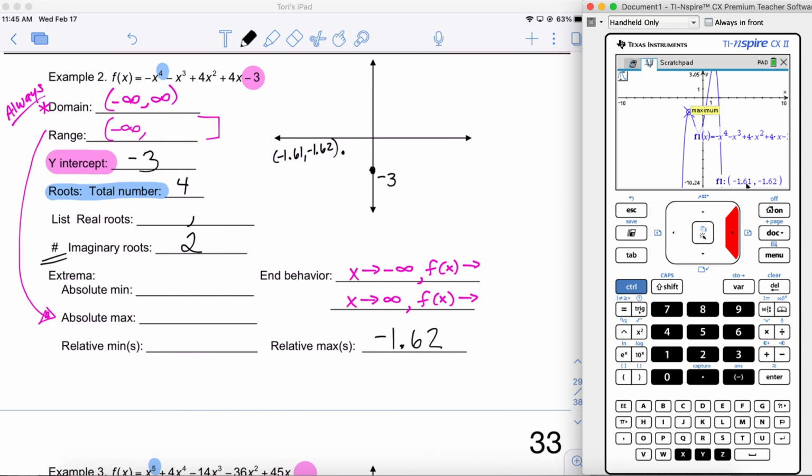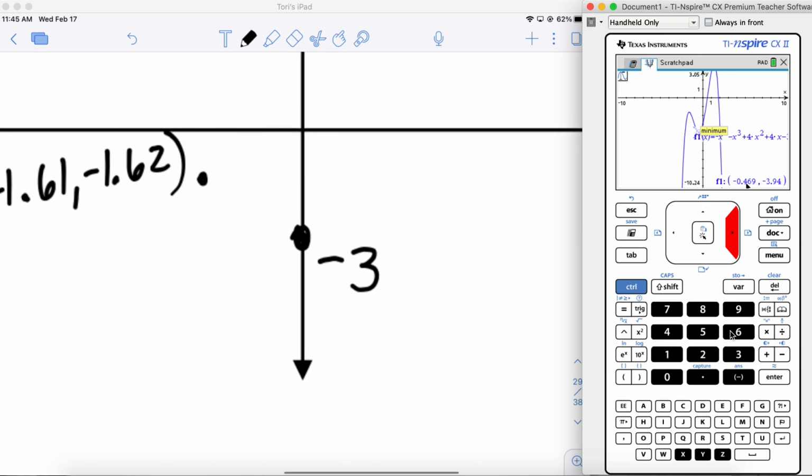Okay, let's keep clicking. Click, click, click. I'm going to get down to this minimum. I'm going to label him as well. So he's before the x-axis. He's kind of down in this zone. Let's label him negative 0.469, comma negative 3.94.